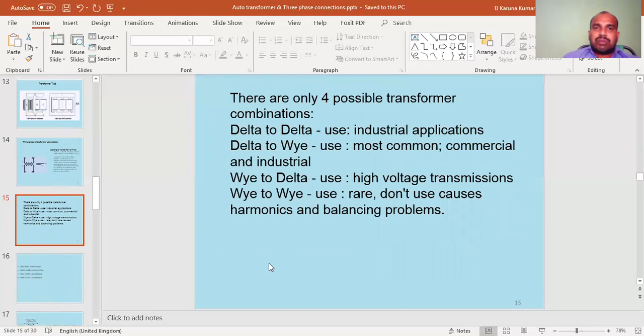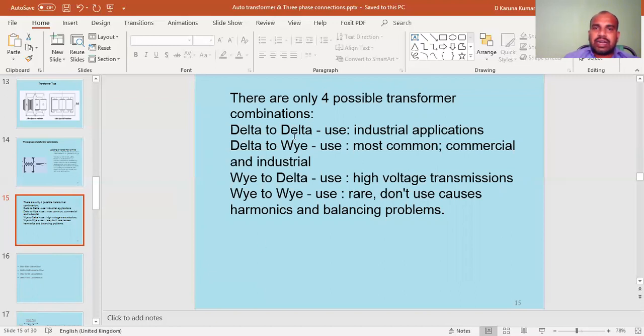Okay, now the transformer connections. There are only four possible transformer combinations. The first one is delta to delta, then delta to Y, Y to delta, and Y to Y. There are only four possible combinations of three-phase transformers: delta to delta, delta to Y, Y to delta, Y to Y.